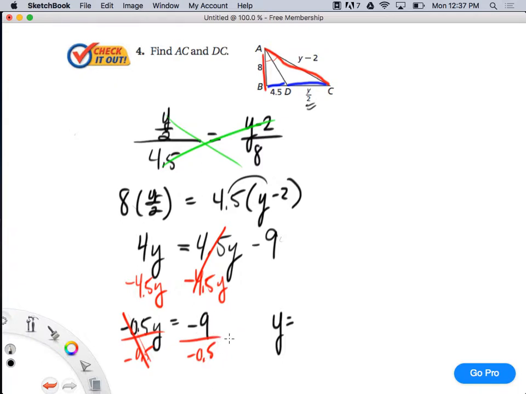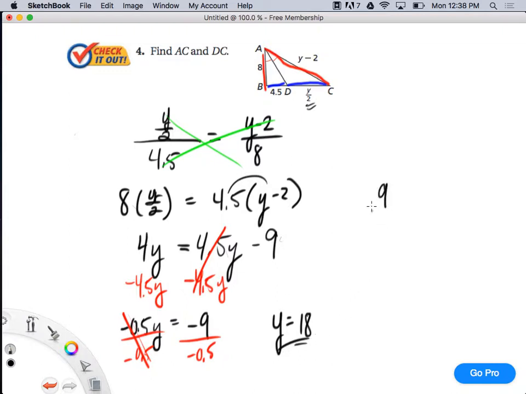Dividing by 0.5 is the same as multiplying by... Wait, why'd you subtract that 4.5 to get it to this side? Shouldn't you add it because you were trying to subtract it to 9? No, this is minus 9, so this would have to be negative. Oh, okay, I get it. Okay, so if I divide by 0.5, it's the same as multiplying by 2. So 2 times 9 is 18.